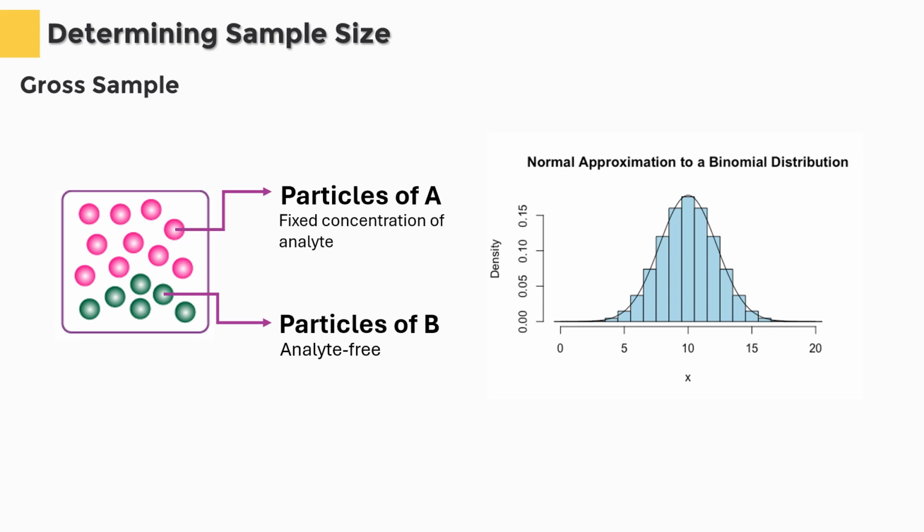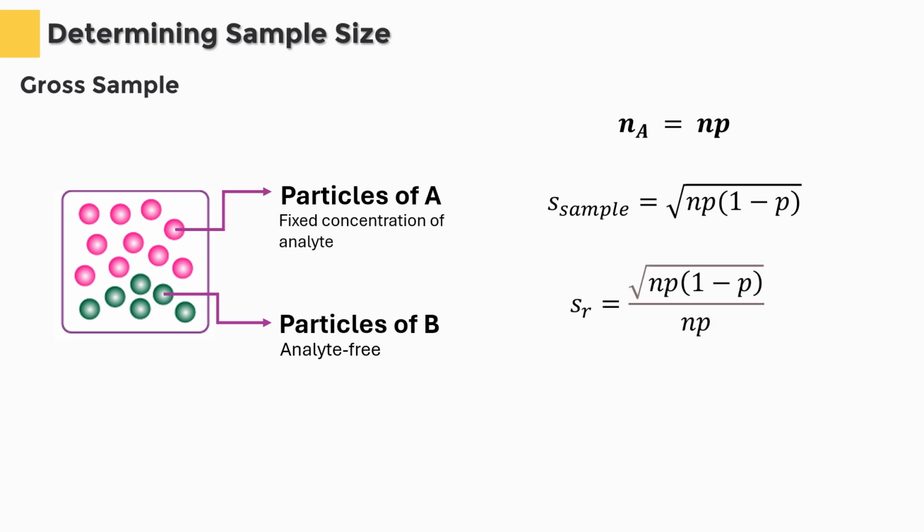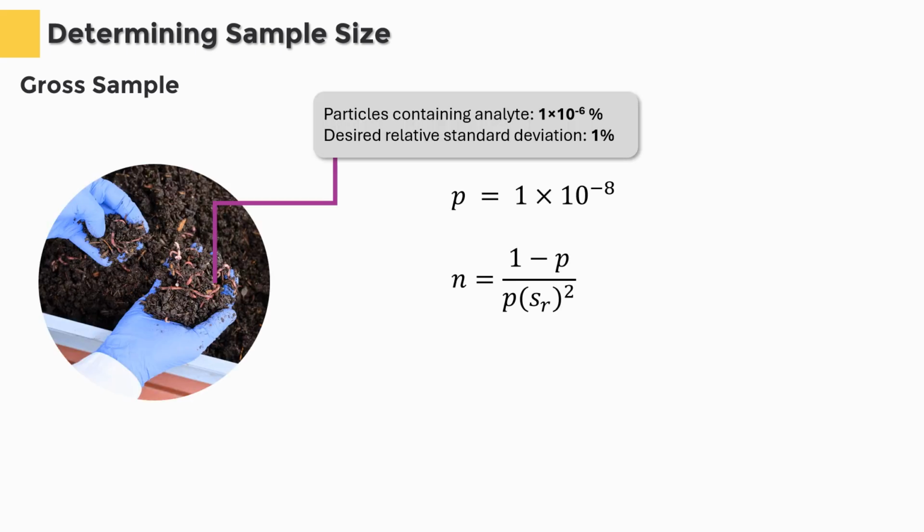Upon collecting a sample of n particles, the expected number of particles that contain the analyte, Na, is given by this equation, where P is the probability of selecting a particle of type A. The standard deviation for sampling is given as this, and to determine the relative standard deviation for sampling, we divide this by the number of particles containing the analyte, obtaining this equation. Solving for n, we can calculate the number of particles we need to provide a desired relative sampling variance, given as this equation.